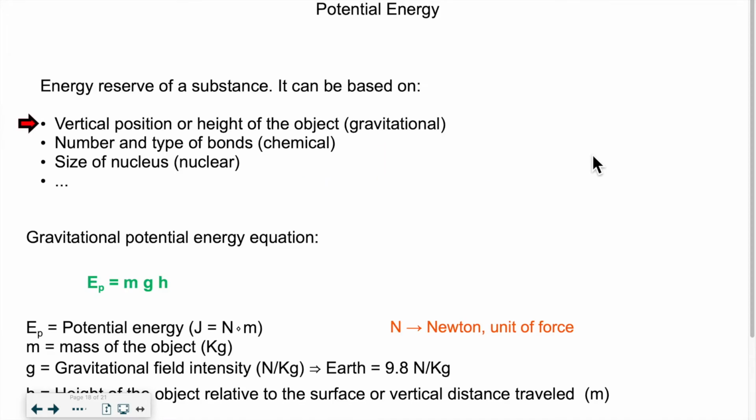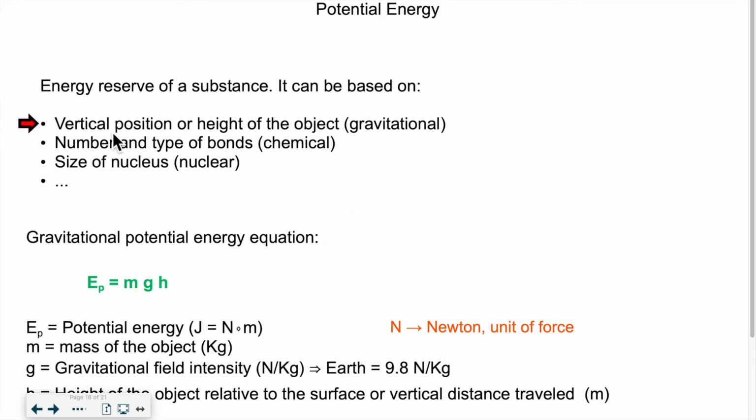In this lesson, we will be talking about potential energy. So what is potential energy? It's the energy that is stored in a substance. Now, there are different ways that we can store energy in a substance. I am showing you three over here.